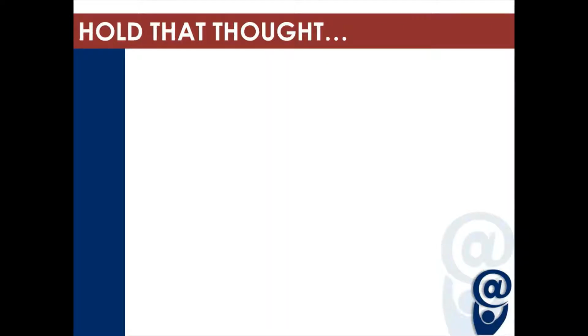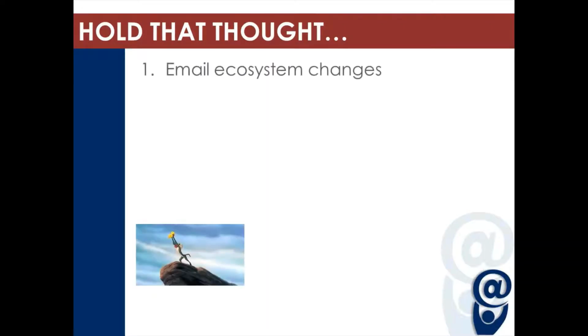What do I mean by complications? The first thing is the email ecosystem changes. Think about it like the circle of life, right? Somebody opens an email address or signs up for an email address at Yahoo. They start using that religiously. They sign up for a bunch of promotional marketing messaging using that address.